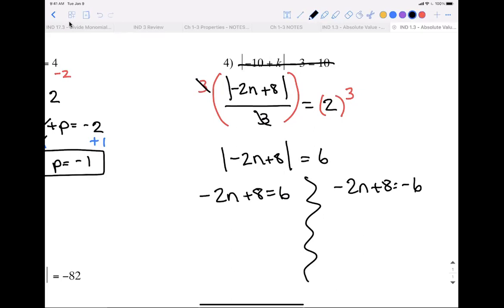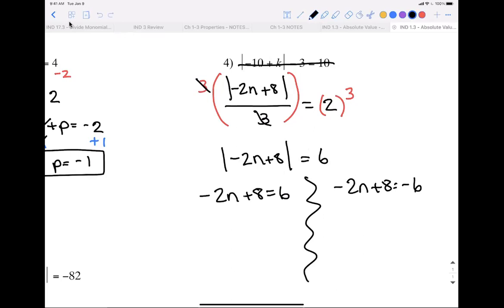Well, my next example is like this, so that's good. But if this was, and it's not, so don't change this on your notes, but if this was a negative, it doesn't change anything. You still would set it equal to a +6 and a -6. So that doesn't change anything, okay?